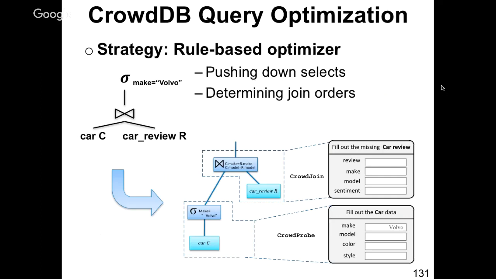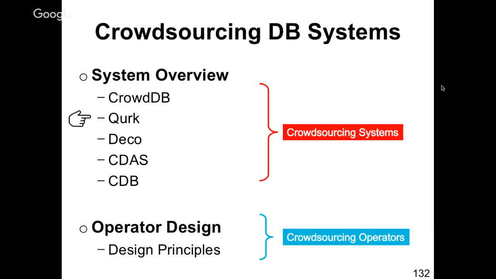Based on these query processing operators, CrowdDB also talks a little about optimization, but it just applies some rule-based optimizers, such as pushing down the selects or determining the join orders. Partly because there's quite little about the query optimizations. The following crowdsourcing database systems focus more on query optimization, which will be talked about individually in the remaining parts.